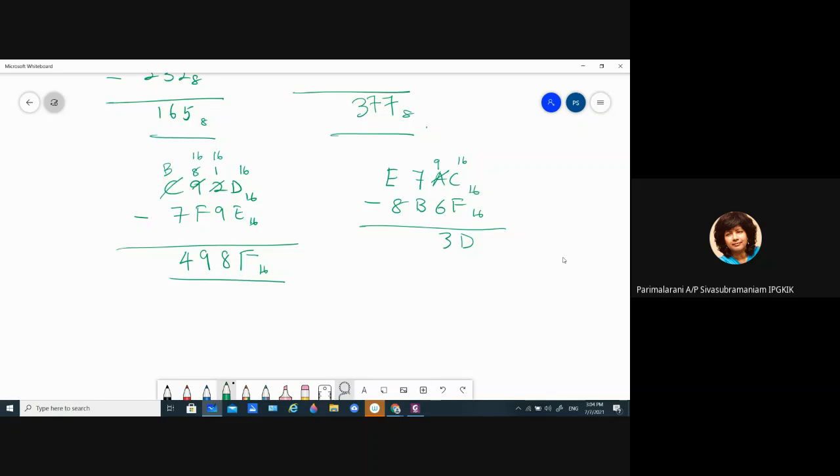7 cannot minus B, so we need to borrow here. E, reduce E by 1, we get D. Okay, so we have borrowed 16 here. 16 minus B. B is 11. 16 minus 11 is 5. 5 and 7 is 12. Okay, so 12 is C. So we can't write here 12, so we have to write C. Okay, all single digits here. D minus 8. So D is 13. 13 minus 8 is 5. Okay.